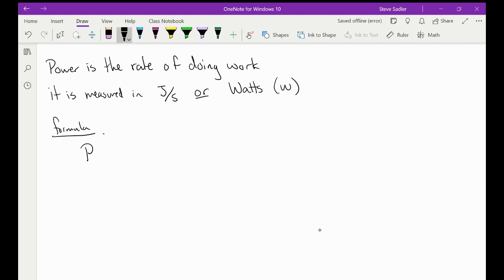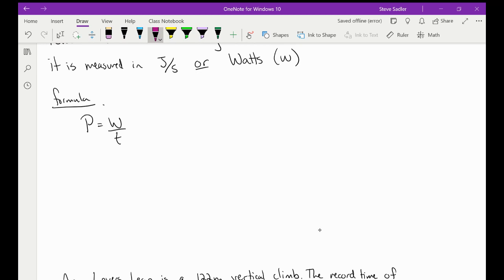So the formula is power is work divided by time. Not too tricky. P is power, and it is in watts. W is work, and that's in joules. And T is time, and that's in seconds.